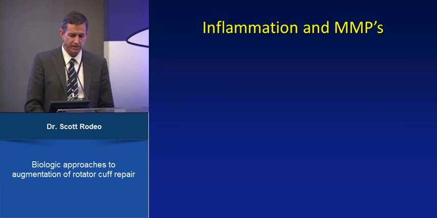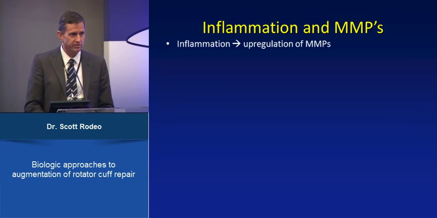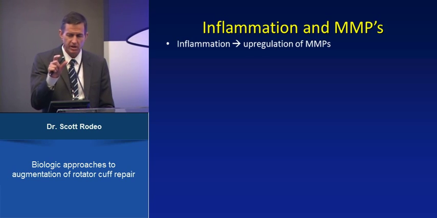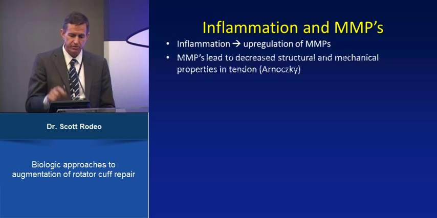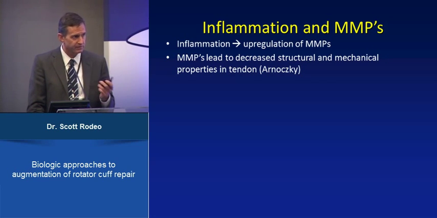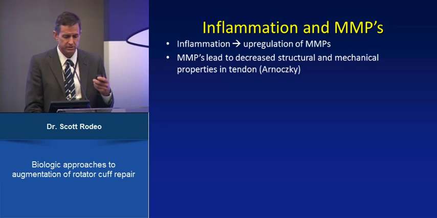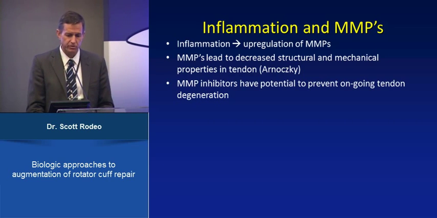What about MMPs? MMPs are matrix metalloproteases. This whole inflammatory process leads to upregulation of MMPs, and these enzymes lead to decreased structural and mechanical properties in tendon. MMPs can have an adverse effect on tendon quality, on tendon strength. Steve Arnoczky showed a lot of this. We know that MMP inhibitors have the potential to prevent ongoing tendon degeneration.